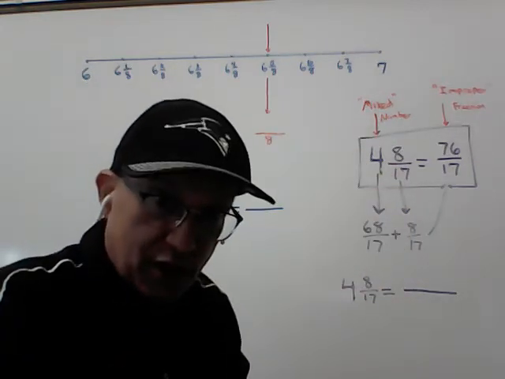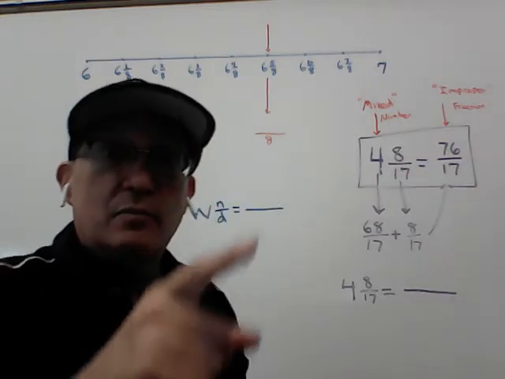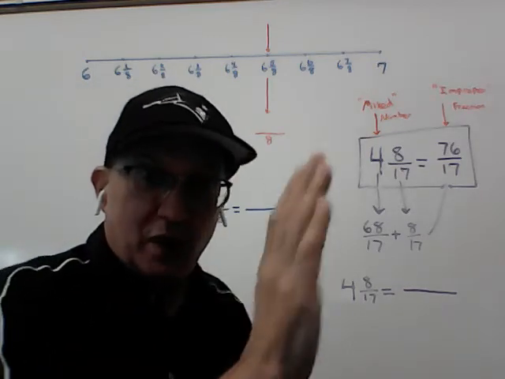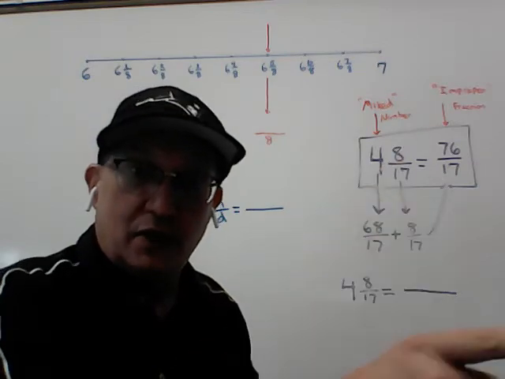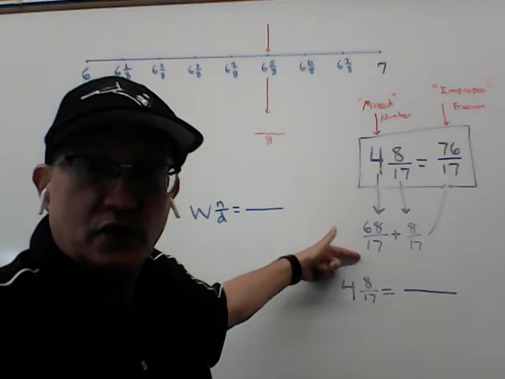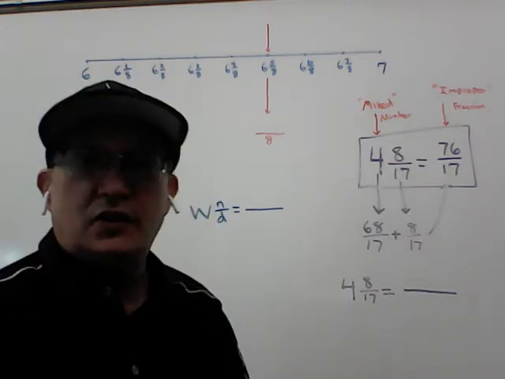17/17 plus another 17/17 plus a third 17/17 plus a fourth 17/17. 1 plus 1 plus 1 plus 1 is 4. 17 plus 17 plus 17 plus 17, or 4 times 17, gives you that numerator of 68 over the 17. Then you add the additional 8/17 to get the 76/17.